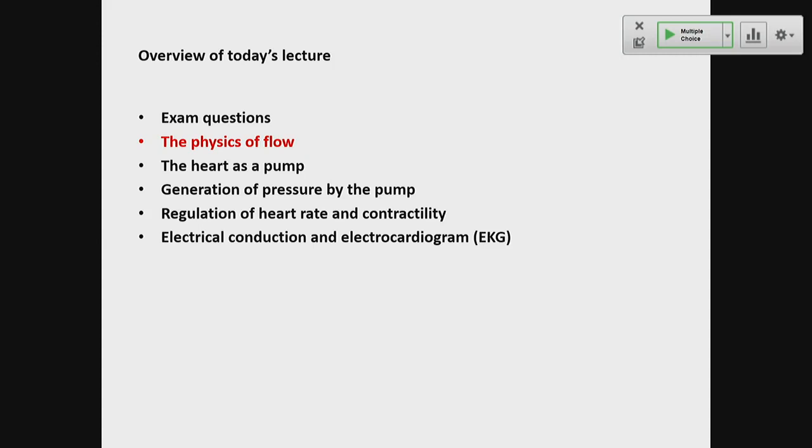Okay, if there are no questions, then we'll go back to where we left off, and we'll talk a bit more about the physics of blood flow, and then we'll talk about the heart, in particular the generation of pressure by the heart, and then the regulation of heart rate and contractility. And if we get that far, we'll talk a bit more about electrical conduction in the heart muscle.